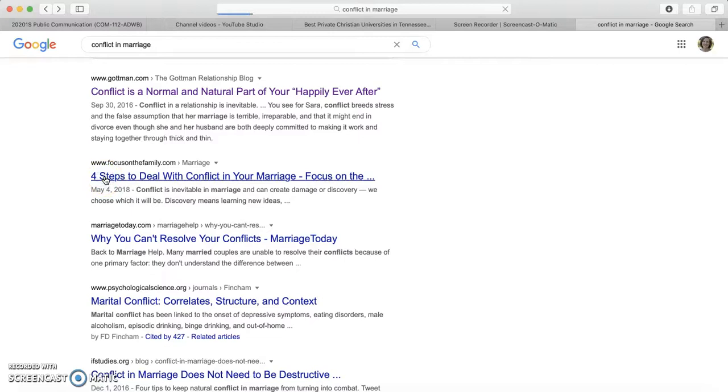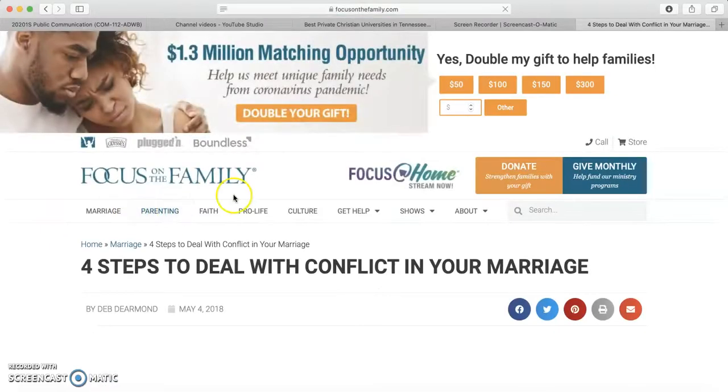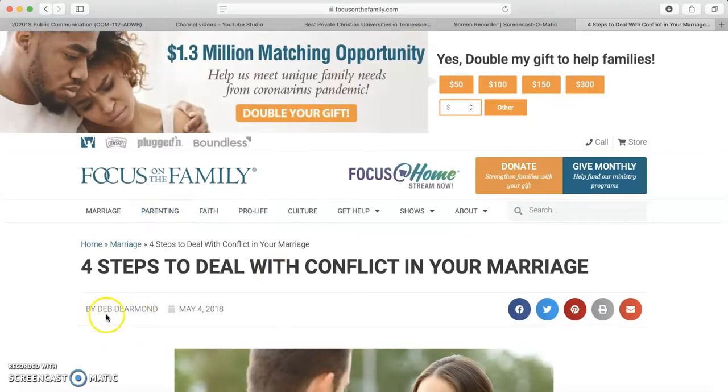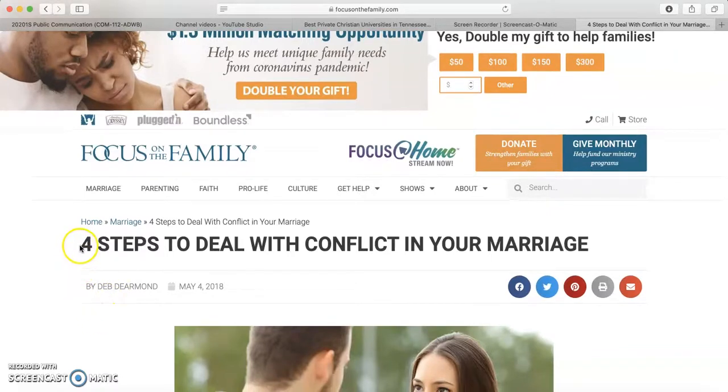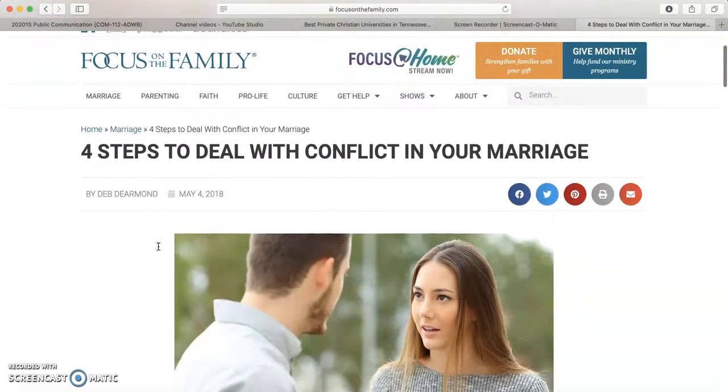Let's go to Focus on the Family. Let's see if we do have a source. We do have a name. Let's just assume that this person has a degree and is an expert on the topic. The next thing we need to look at, which is oftentimes a dead giveaway that a source should be questioned, is the title itself. Conflict in marriage is messy. It's complex. If someone is trying to argue that it can be solved in a short number of steps, that should be a red flag. So anytime the title is oversimplifying a complex issue, you can almost always assume that it's not credible, and so you can remove it.